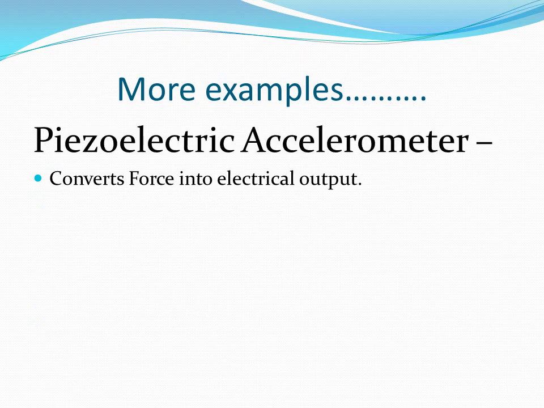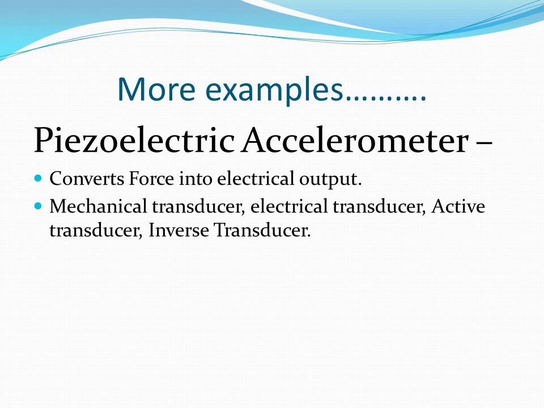Some more examples. Piezoelectric accelerometer. This piezoelectric accelerometer converts a given force into acceleration, and then this is converted into an electrical output. So it may be called an acceleration transducer because it is measuring acceleration, right? So it is a mechanical transducer, acceleration transducer, and it is converting into electrical output, so it is an electrical transducer. And we know piezoelectric is an active transducer. All active transducers are inverse transducers. So these are the classification, and we'll see one more example.